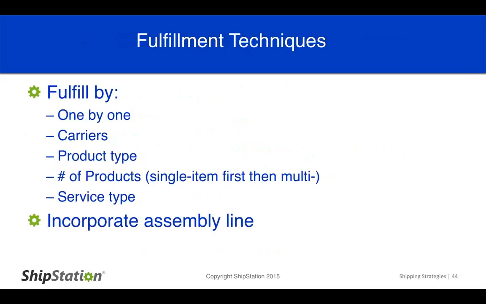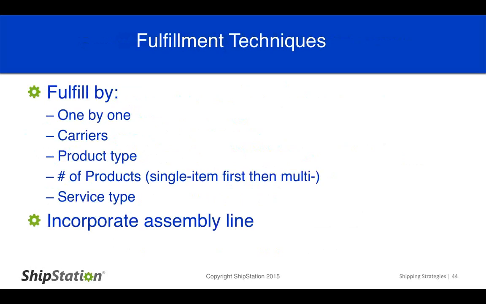Here are a few suggested fulfillment process techniques. You can fulfill orders one by one as they come in. If you use multiple carriers, you can fulfill orders based on which carrier comes to your facility first. You can fulfill orders by product type or number of items. By printing labels and picking and packing all single-item orders first, and then picking and packing multi-item orders, that can help speed up the process. And you can fulfill orders that have expedited services first.